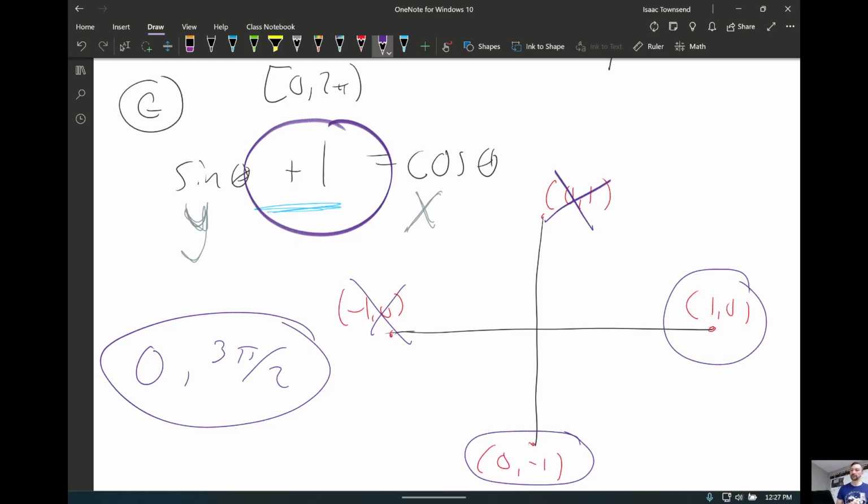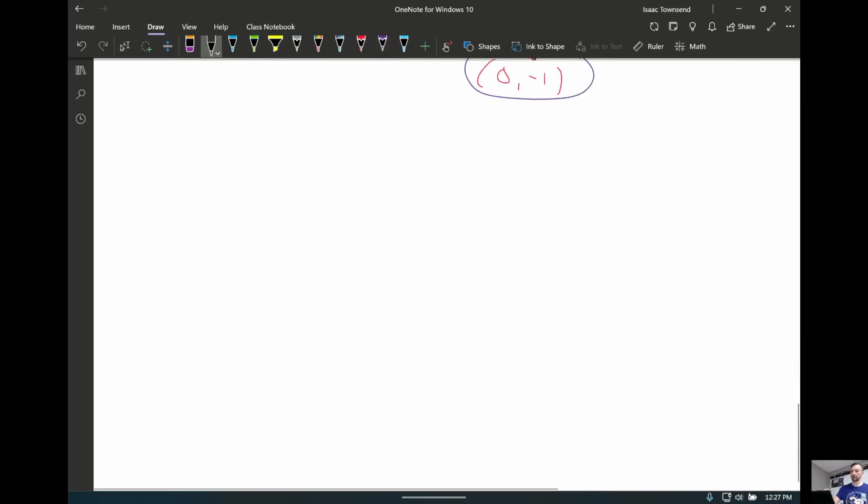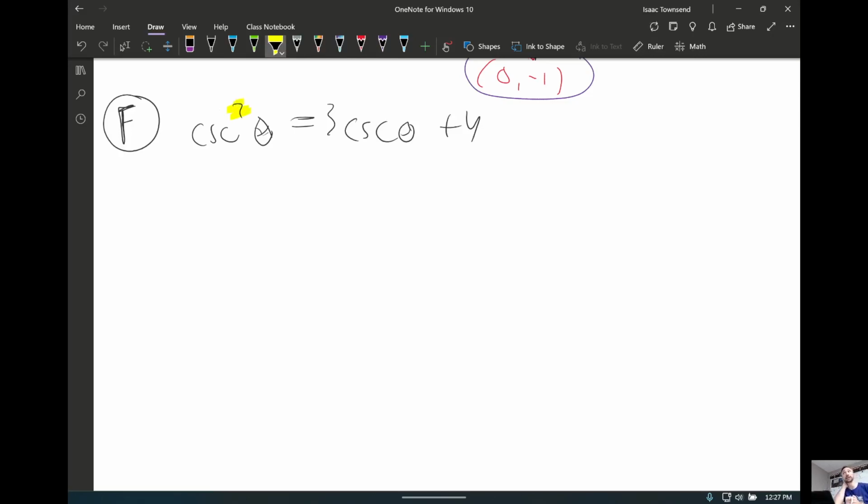Okay, others, A through G. A to F. F, sure. Okay, so cosecant squared is equal to 3 cosecant plus 4. My first observation is I need to treat this like a quadratic because it's got an exponent of 2. So we need to move everything to the left or to the right, just like we would with the quadratic.